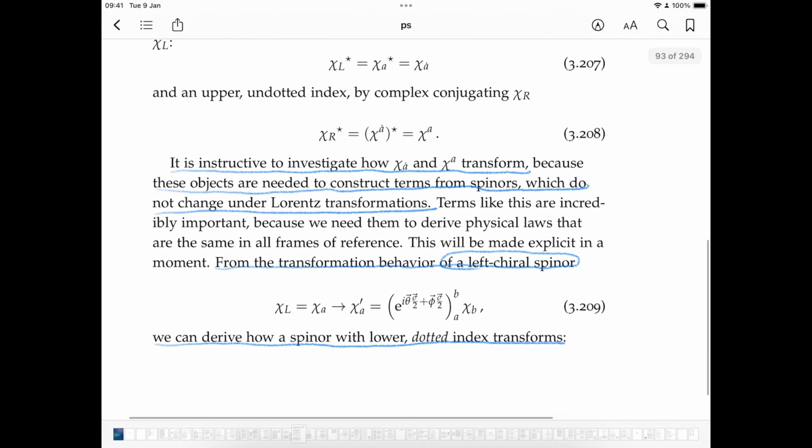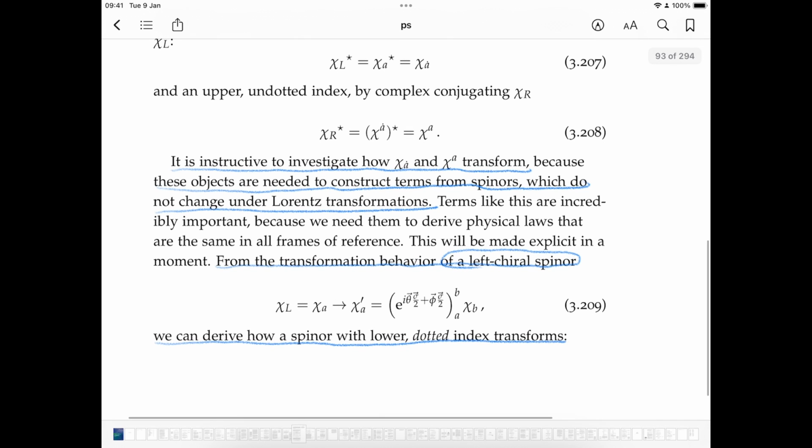Now he says, let's take a look at how psi with a dot lower and psi without the dot transform, because these objects are needed to construct terms from spinors which do not change under Lorentz transformations. It's not enough just to know how left and right chiral spinors transform. We actually need to know how their conjugated versions transform too. So we need to keep track of the four different versions of the Lorentz transformations, unfortunately.